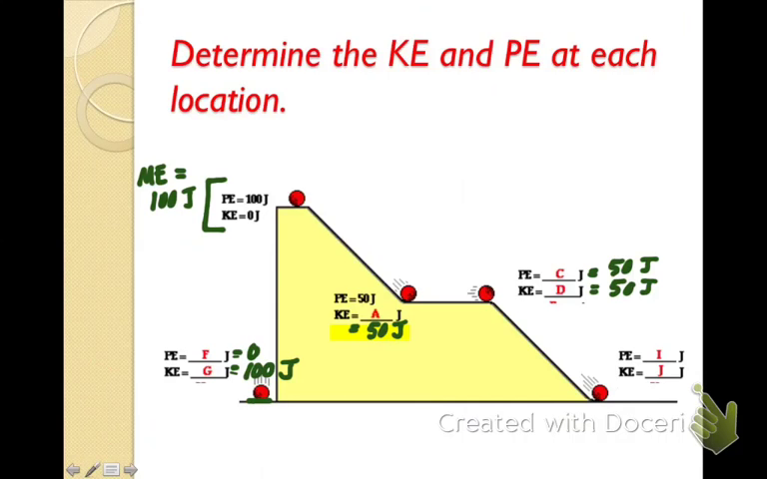We are going to go ahead and solve for the velocity there. Actually, we don't have the height, so we can't do that. But same thing is true over here. At I, my potential energy has gone to 0, and at J, my kinetic energy has gone to 100 joules.